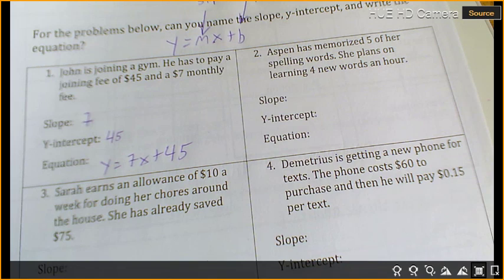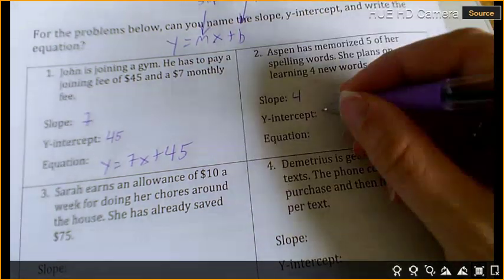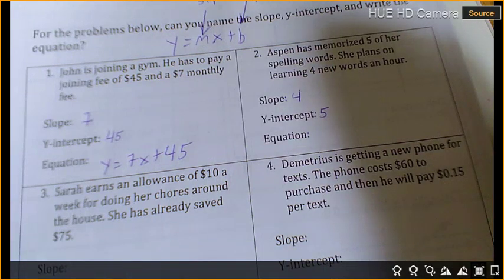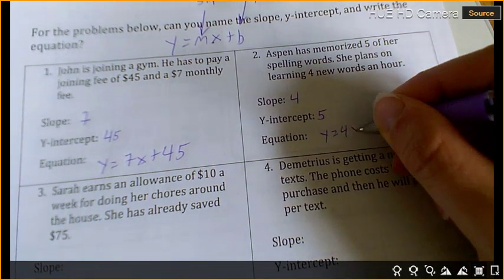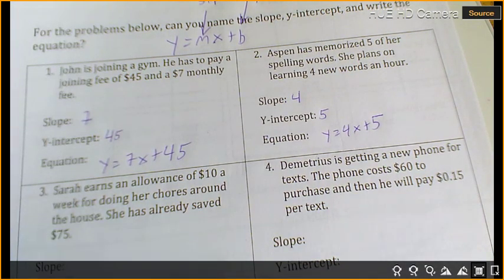Aspen has memorized 5 of her spelling words. She plans on learning 4 new words every hour. What is the slope? Wait. I didn't ask you what the equation was. The only thing I asked was what's the slope. Okay. What's the y-intercept? And so the equation then is? Y equals 4x plus 5.